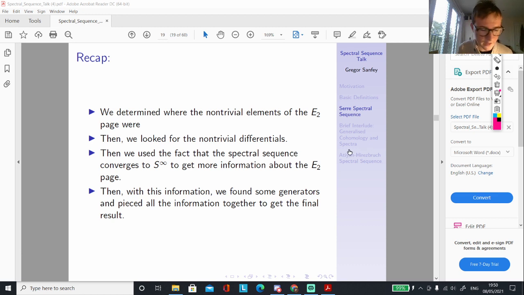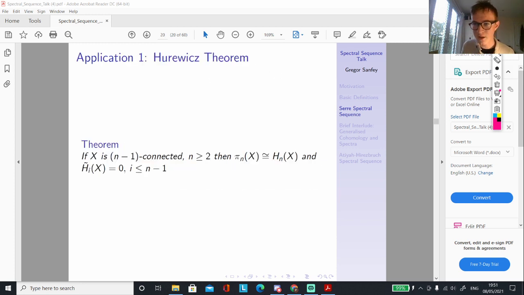And actually, the next thing we're going to look at is another application of the Serre spectral sequence. I don't know why I was so surprised that this could be proven using the Serre spectral sequence, but the next application we're going to look at is the Hurewicz theorem. And we can actually show this theorem here: if X is (n-1)-connected for n greater than or equal to 2, then the nth homotopy group of X and the nth homology group of X will coincide. And also the ith reduced cohomology group of X is 0 for i less than or equal to n-1.